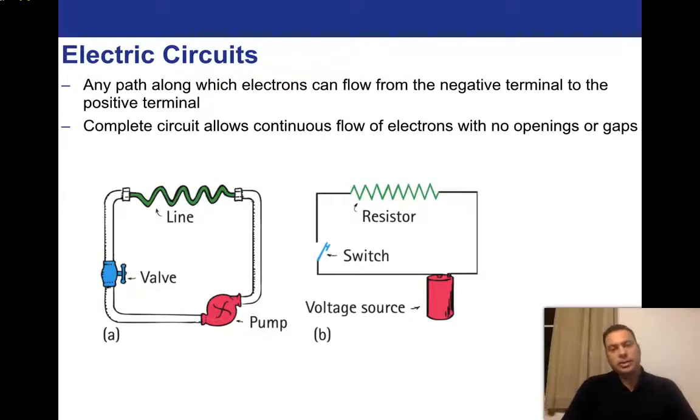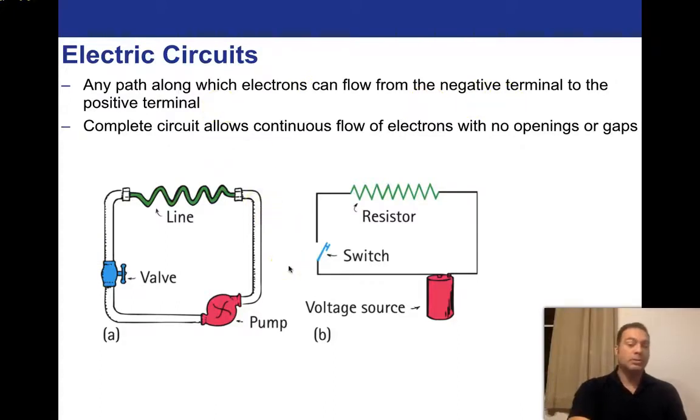So that leads us to electrical circuits. We've been kind of hinting at them without really talking about them directly. We've talked about Ohm's law, which implies the existence of electrical circuits. So let's talk about them. A circuit is any path along which electrons can flow from the negative terminal to the positive terminal, right?